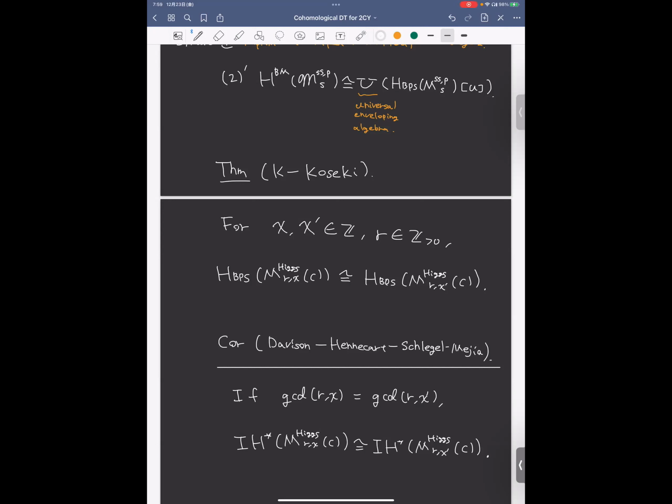So the topological mirror symmetry statement for the intersection cohomology group is true as long as this assumption is satisfied.